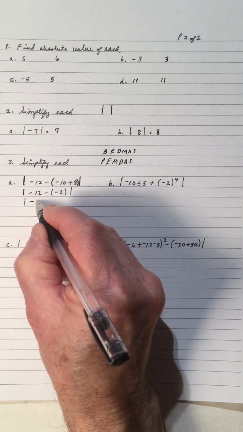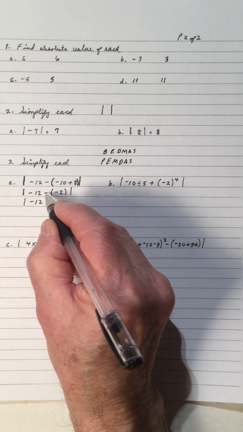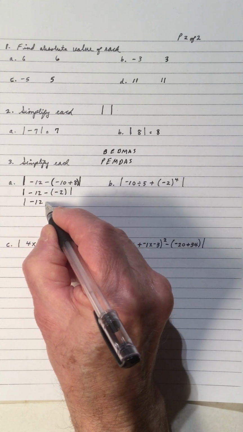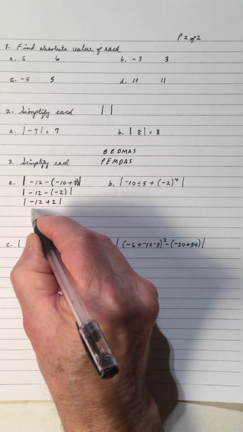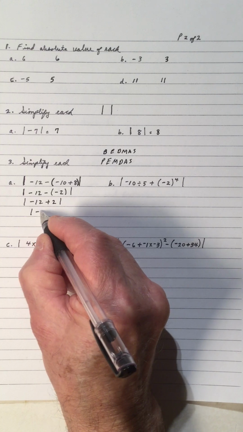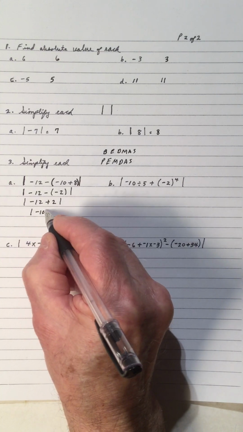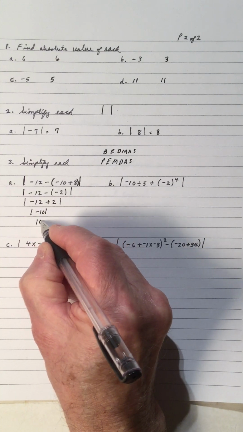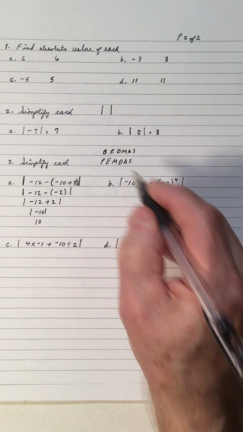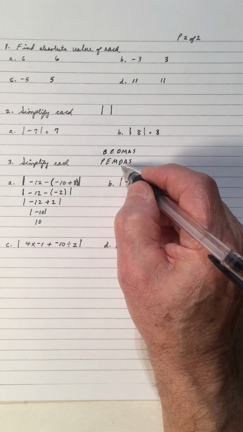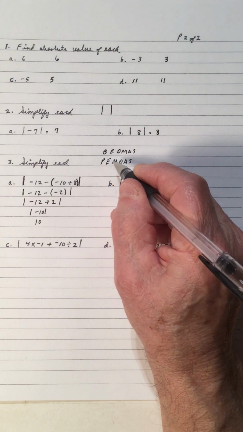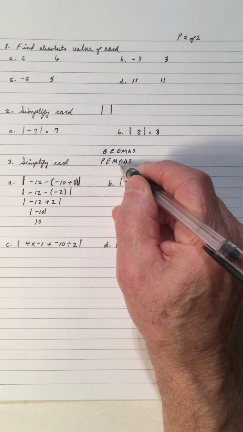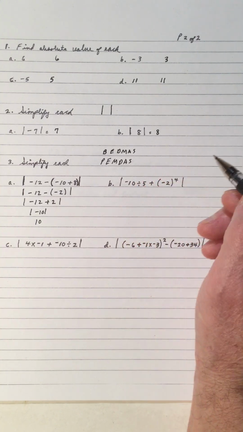Now, we have subtract negative 2, so that's a double negative. So that's the same as plus 2. So that's the absolute value of negative 10. Negative 12 plus 2 is negative 10. So that's a 10. Again, we do PEMDAS. We do the inside of brackets first, then we do the exponent, then we do multiplication, division, left to right, addition, subtraction, left to right.